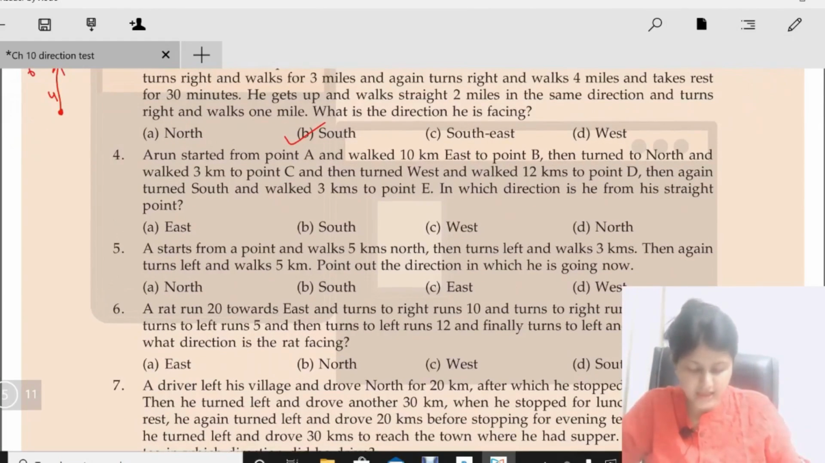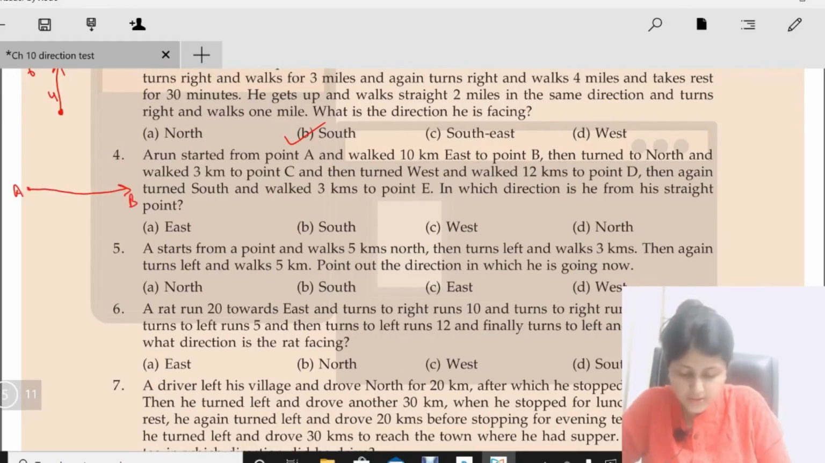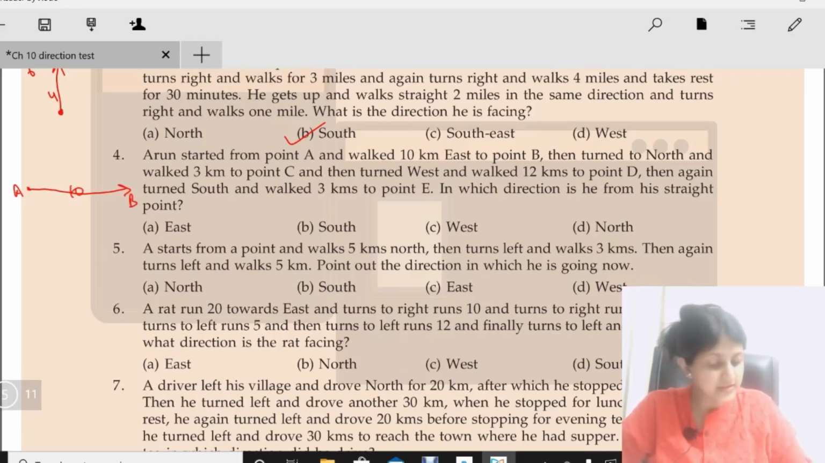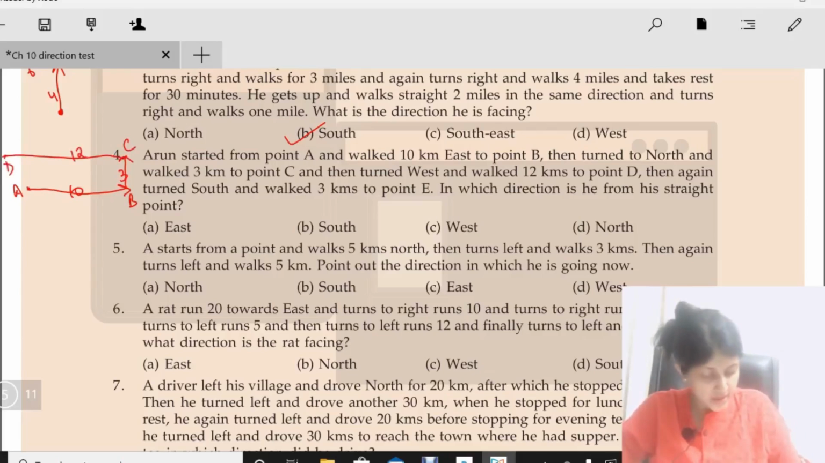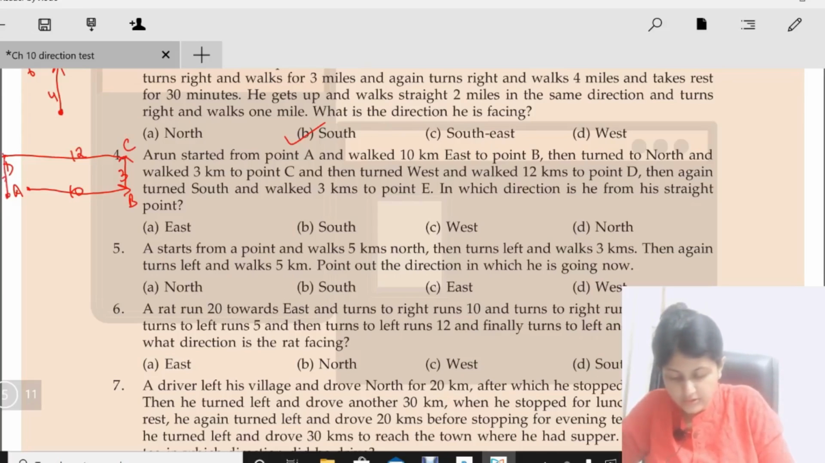Arun started from point A and walked 10 kilometers east to point B. Arun is here, point A, and he is walking 10 kilometers to point B. Then turned to north and walked 3 kilometers to point C. And then turned west and walked 12 kilometers to point D. Then again turned south and walked 3 kilometers. Point E. In which direction is he from his starting point?